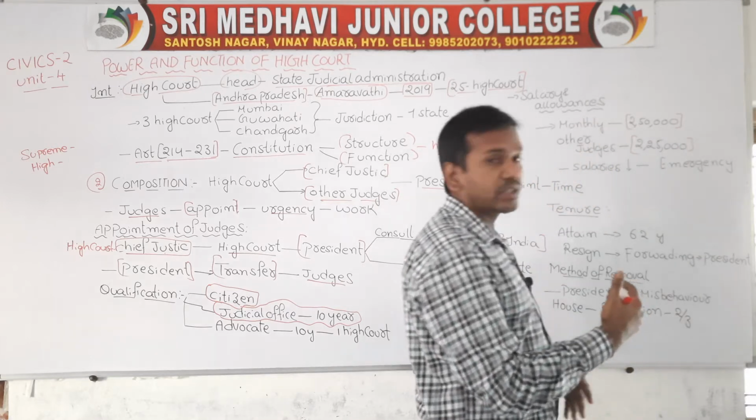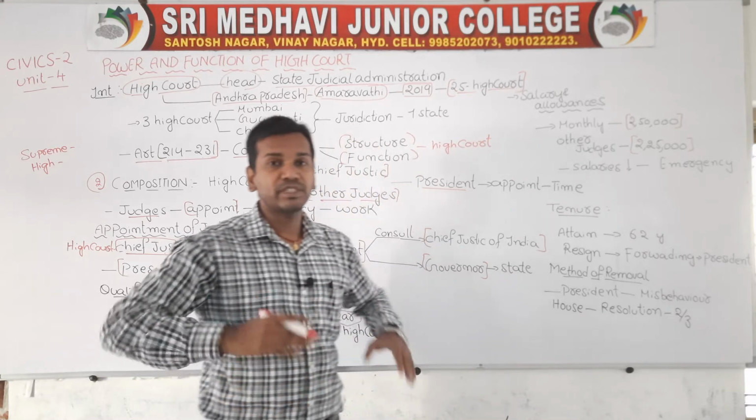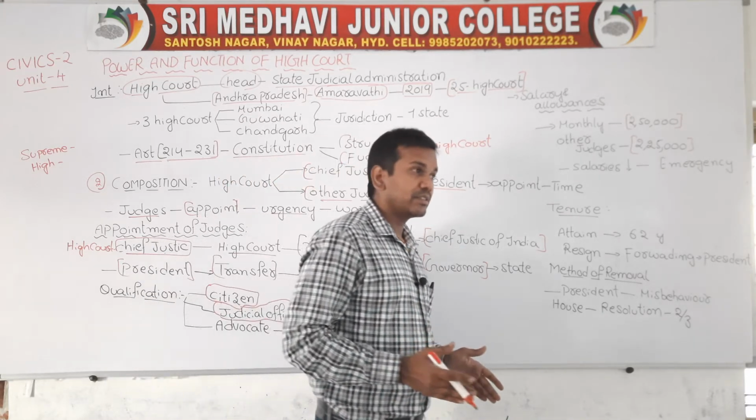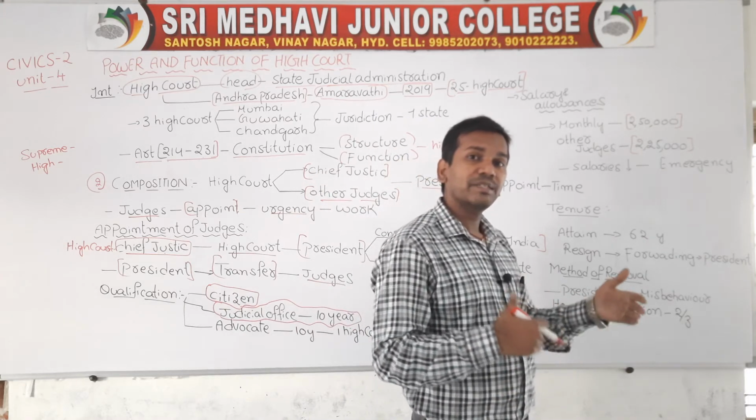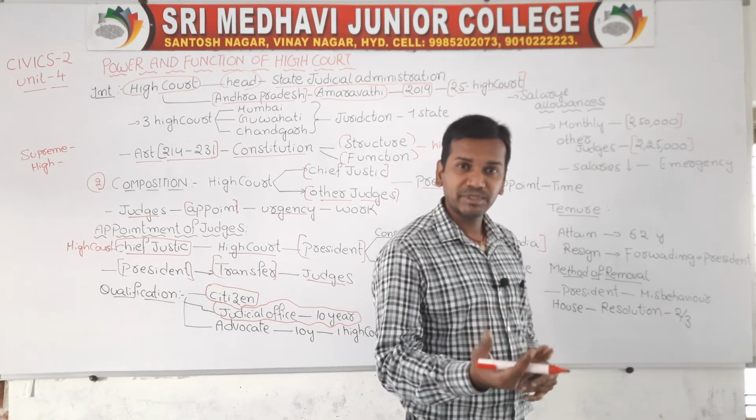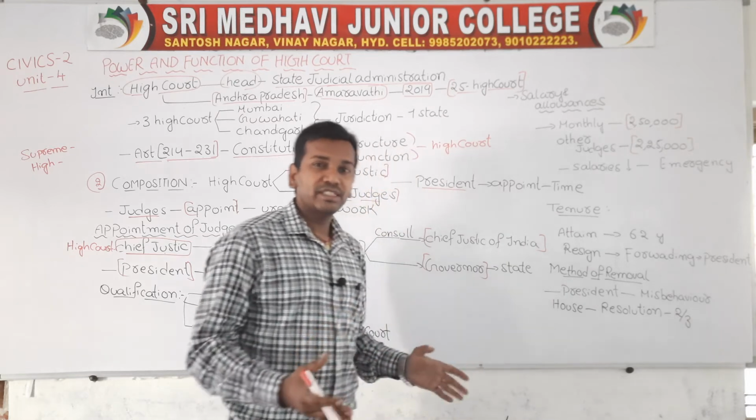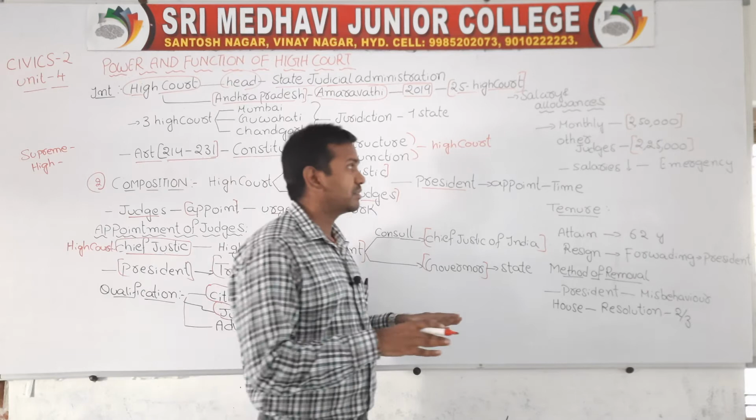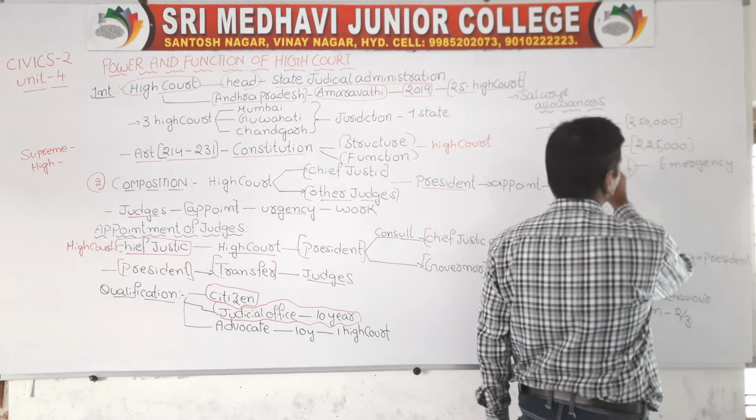When you are talking about the Chief Justice salary and other judges' salary, the difference will be 25,000. When the Chief Justice salary is 2,50,000, other judges' salary is 2,25,000, and this salary sometimes can decrease also in terms of emergency condition. Whenever a financial emergency or any other emergency situation takes place, the president has a right to decrease the salaries. Salaries can be decreased due to the emergency situation.